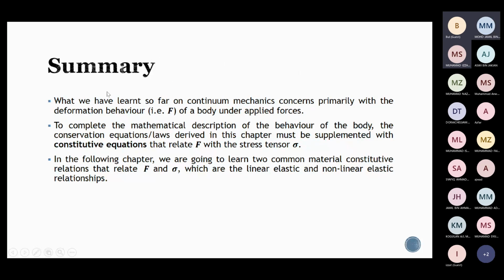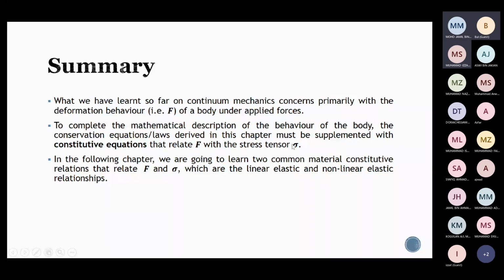Okay, so as a summary, what we have learned so far in continuum mechanics concerns primarily the deformation behavior, or the deformation gradient, of a body under applied force. To complete the mathematical description of the behavior of the body, the conservation equations or laws derived in this chapter must be supplemented with constitutive equations. So we must have constitutive equations that relate F and the stress tensor.